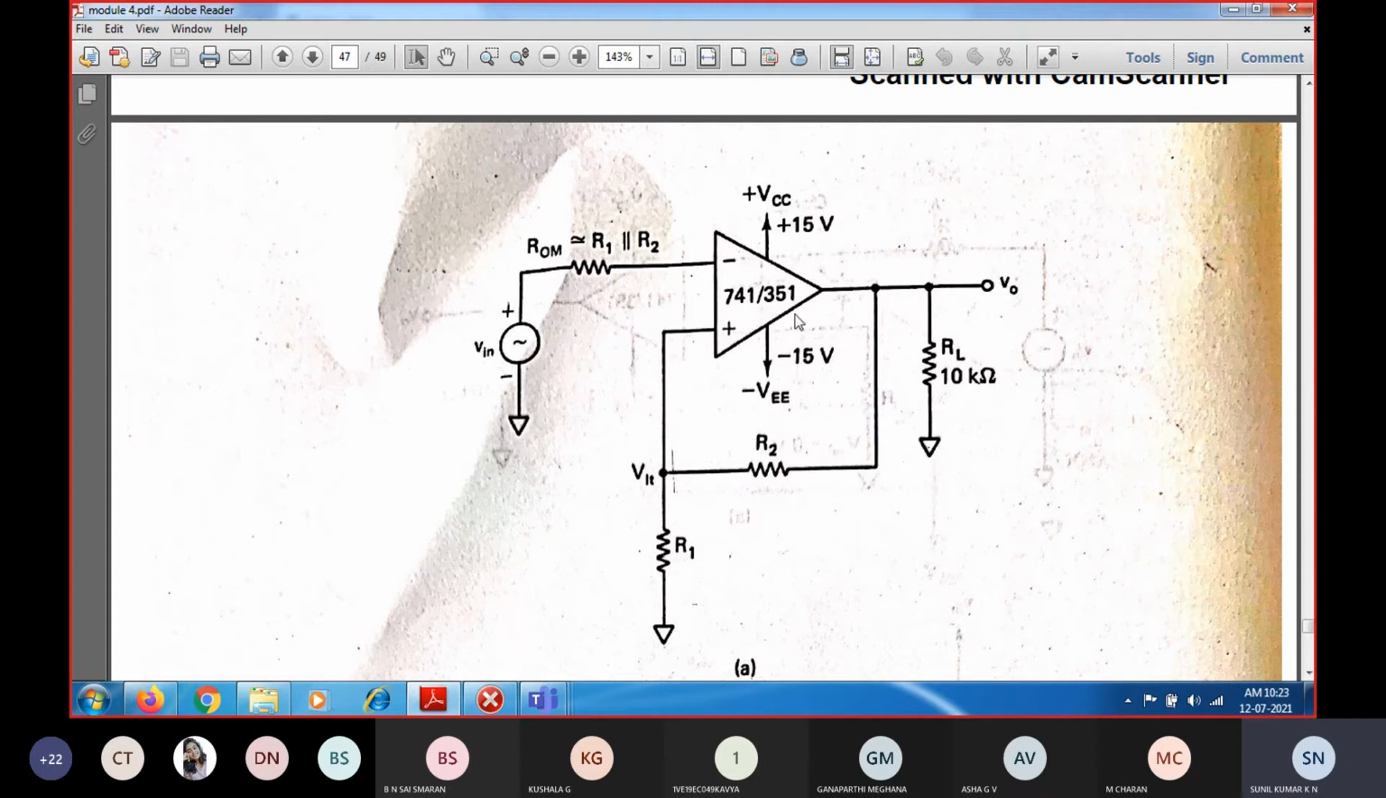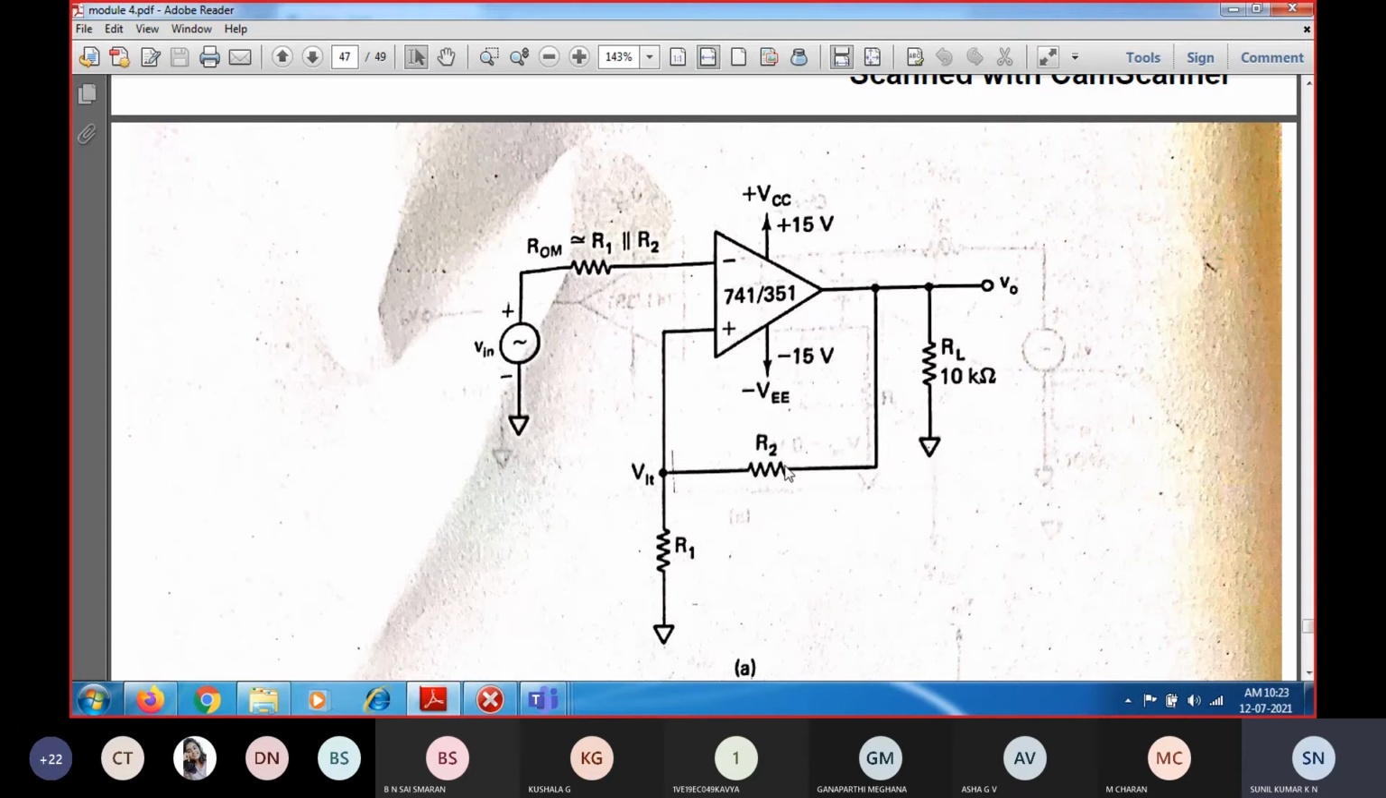Negative saturation. So negative saturation means what? One volt less than the maximum power supply. The maximum power supply is minus 15, so one volt less gives minus 14. So now the output voltage is equal to minus 14, and this minus 14 voltage is what is present.